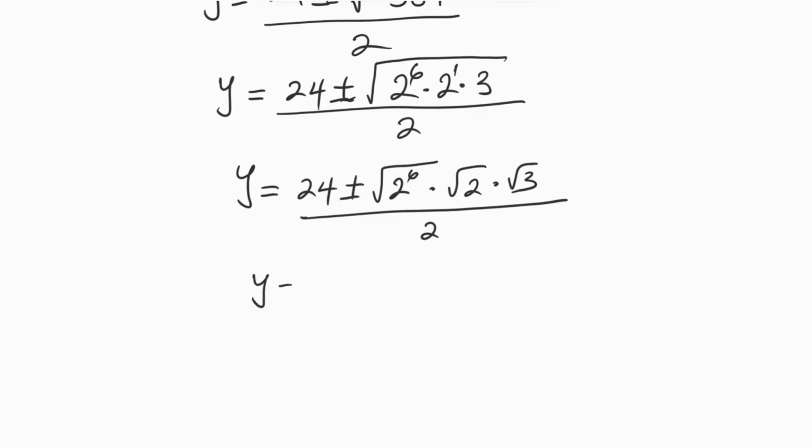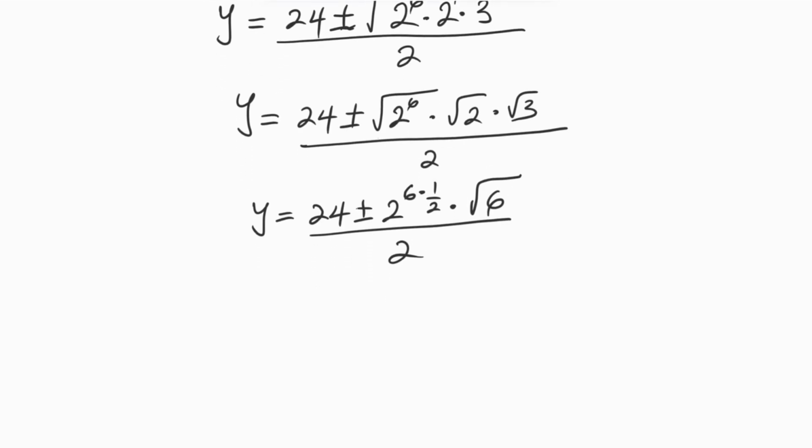So this is the same thing as 24 plus or minus 2 raised to the power 6 times 1 over 2, because that's how you represent the square root. Then root 3 times root 2 is root 6, divided by 2. That cancels out. We have 8. So y is 24 plus or minus 8 root 6, divided by 2.